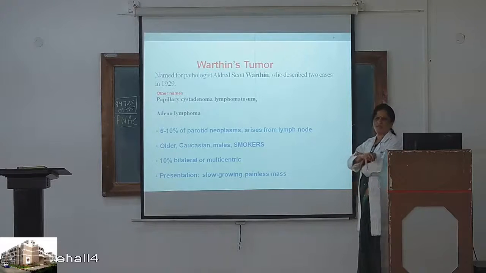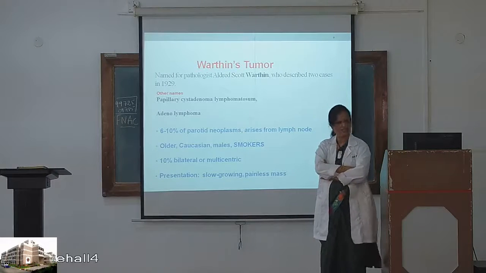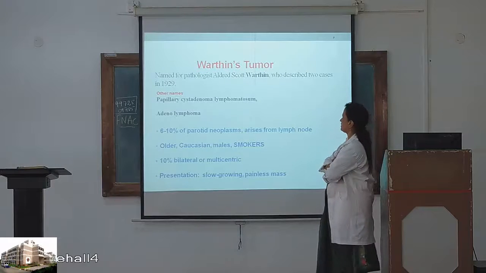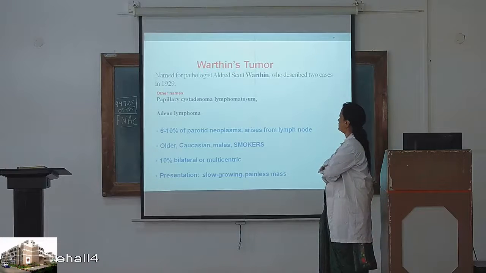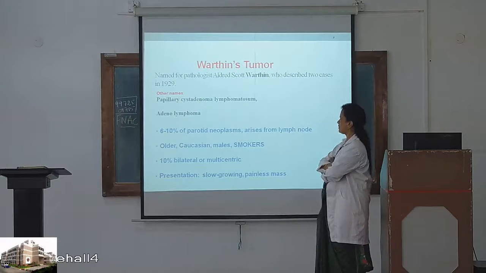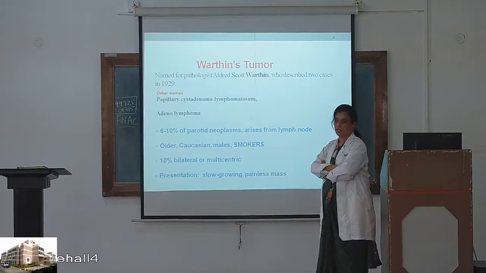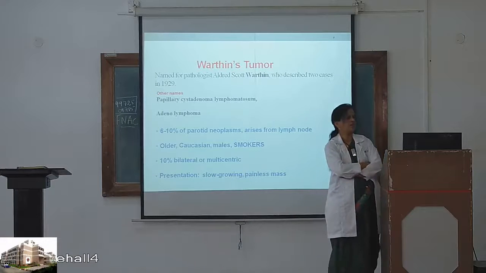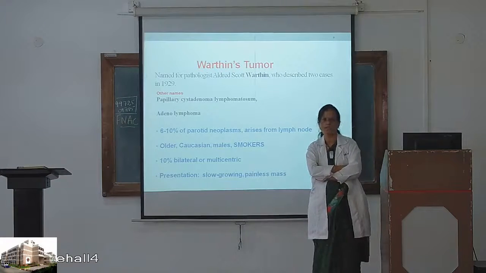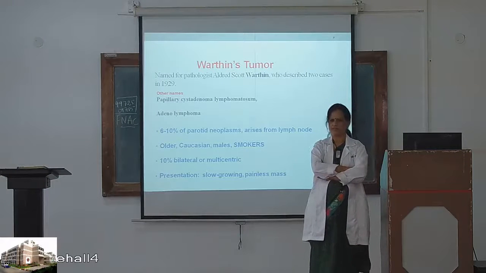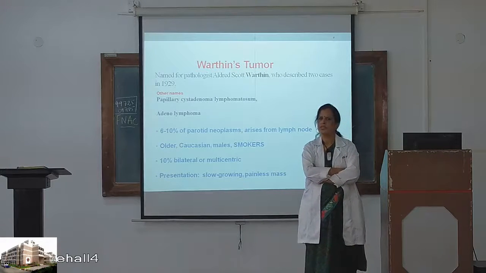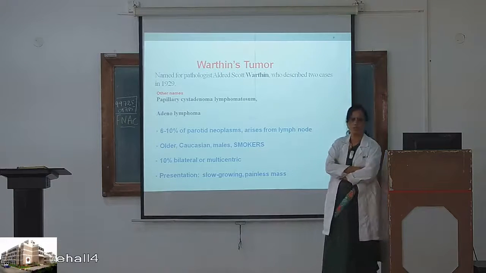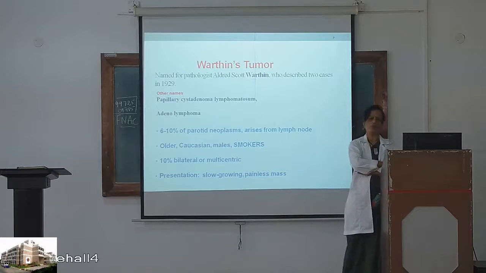Don't you think this name is so vague, and why did the name come? Yes, Warthin was a pathologist who described two cases in 1929. So he was observing these salivary tumors, and he said some of these tumors, at least two, look totally different. So that's why it was not pleomorphic adenoma, it was different. And in what way was it different, and what did it show? It had peculiar microscopic features.